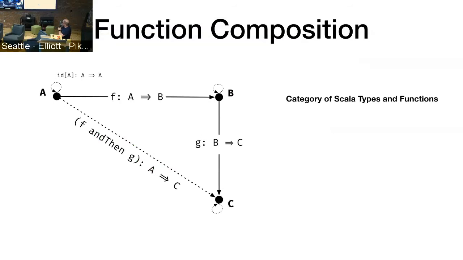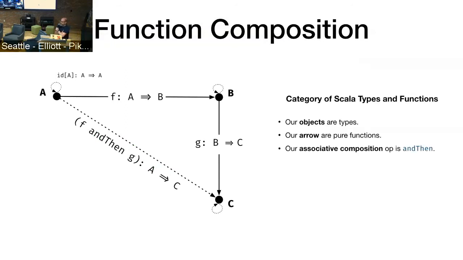So we draw category diagrams like this, and the category has four things. Okay, so we have objects. So we have these dots, A, B, and C, and in this category, the objects are types. We have arrows, sometimes called morphisms. In this category, they're pure functions between types. We have an associative operator that allows us to compose arrows, and in this category, it's the "and then" operator. So that's where this arrow comes from.